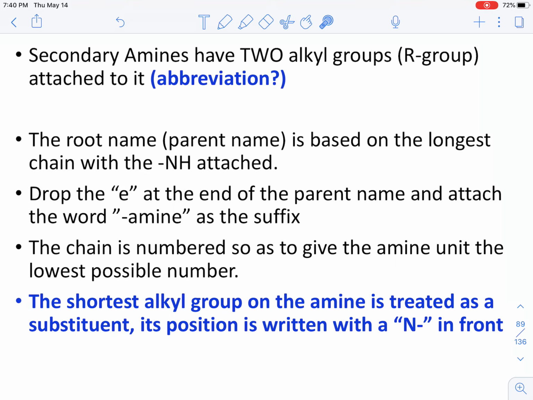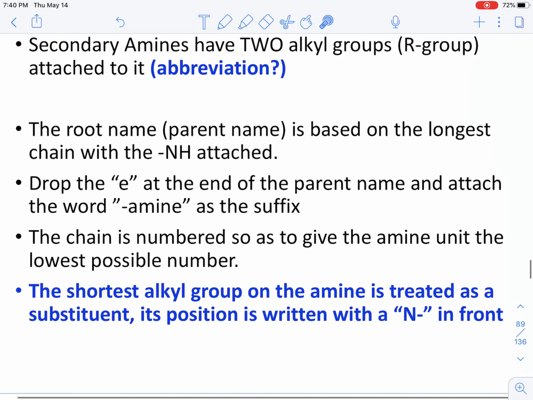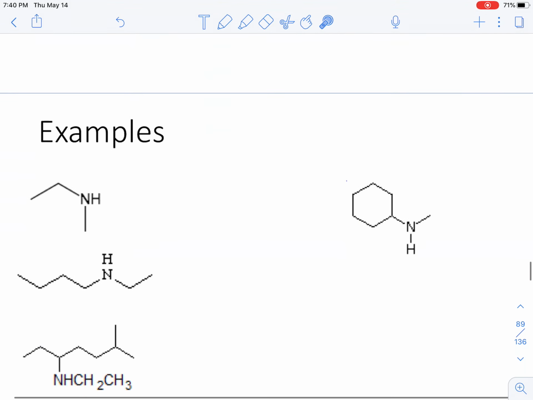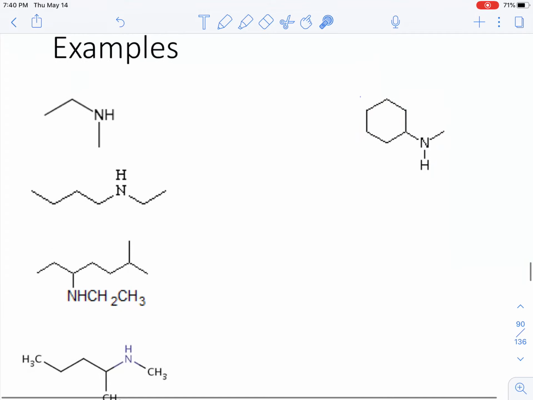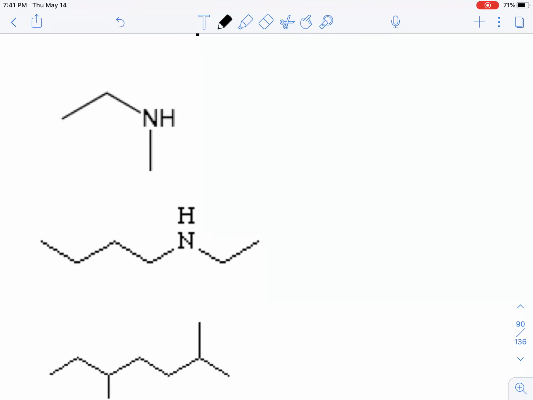That's a theme we've constantly seen when naming these organic compounds, such that the substituent is always named before the parent chain. We are going to make sure that this shortest alkyl group is always named first before any of the other substituents found on the main parent chain. So we're going to go through some examples that would demonstrate this. Let's look at this first example.